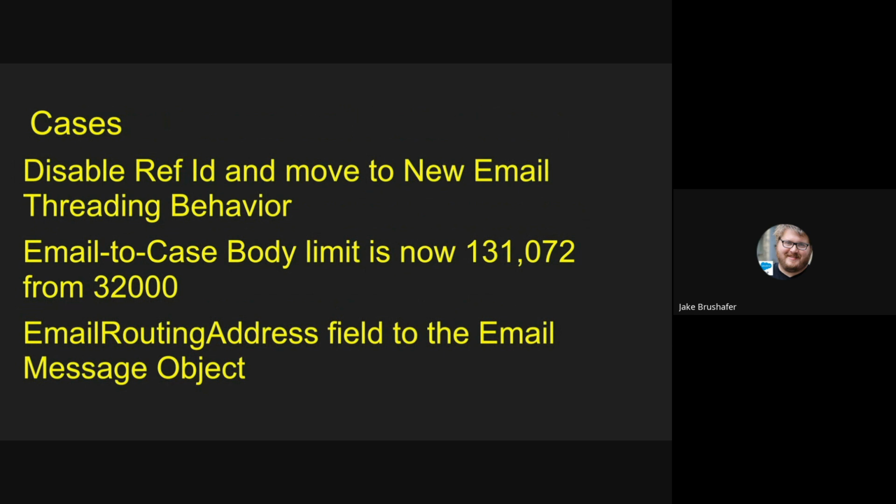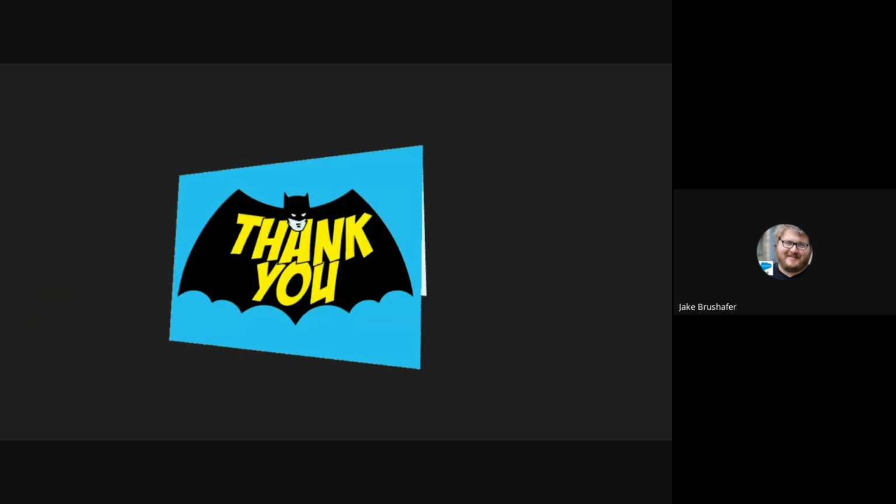And then there is a new field called Email Routing Address that's being added to the email message object. So if you are using email-to-case and the email message, the email routing address that it comes from is now going to be stored in there. So that's a nice little feature that you can see how it's being routed. A nice little new feature that Salesforce threw in there that I think quite a few people just glossed over. All right, those are my updates and my highlights from the Spring '24 release here.